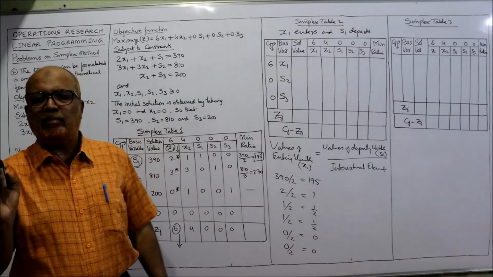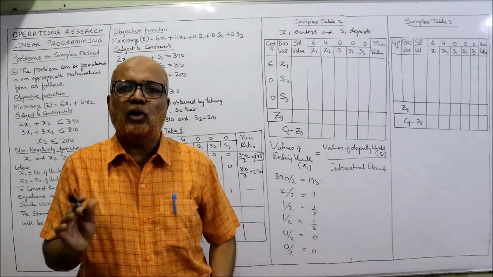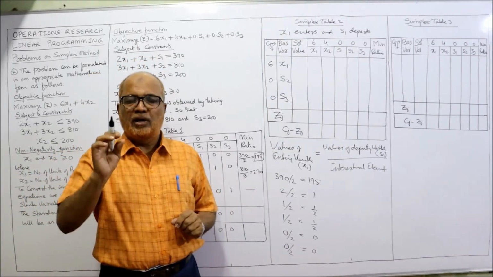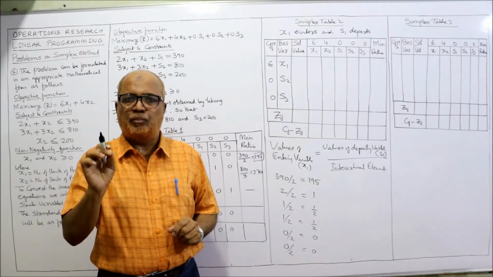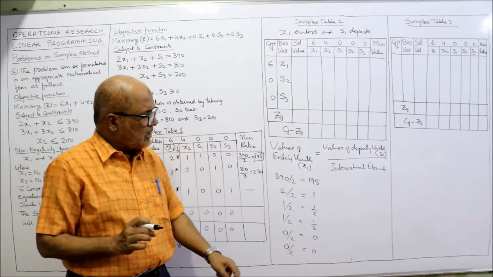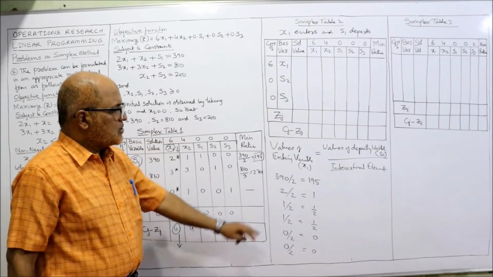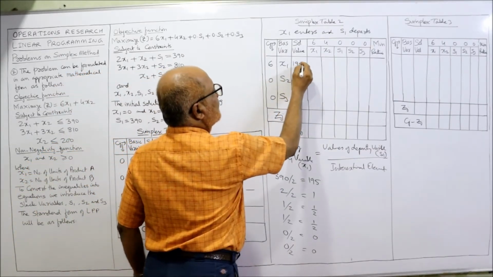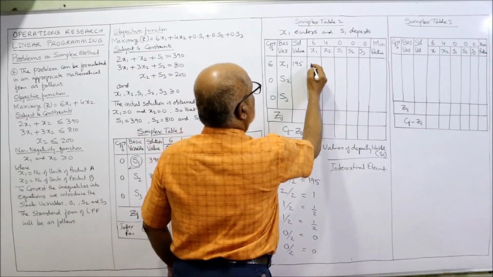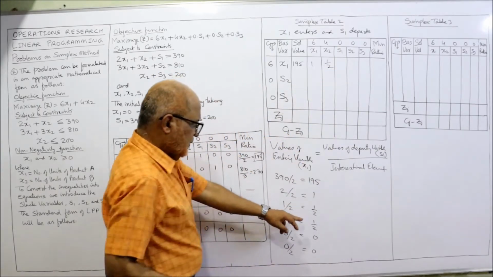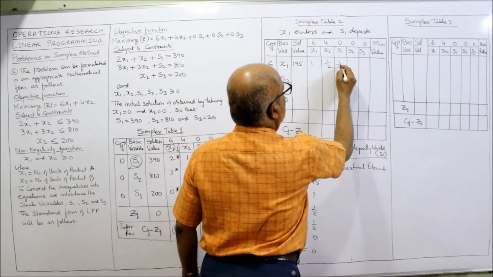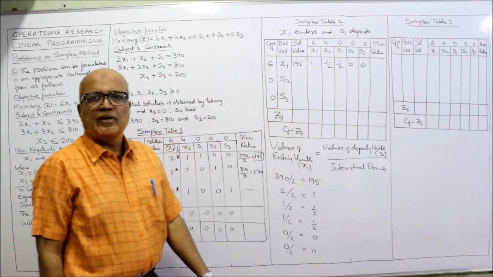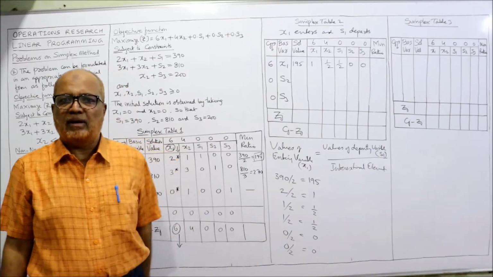Don't write 1 by 2 is equal to 0.5. Don't take it in decimals. It will require more time if you do all these things in decimals. Write it down as 1 by 2. That's it. So these are the values of X1: 195, then 1, 1 by 2, then again 1 by 2, then 0 and 0. These are the values of the entering variable.